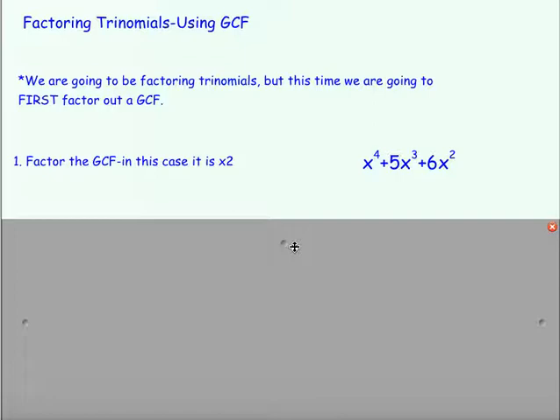And we look at the coefficients and we say, well, the coefficients don't have anything in common, but the variables do. We actually have an x squared in common with each of these, and so we factor it out. We say x squared on the outside, and then whatever we have left, we have an x squared plus 5x plus 6, taking out that x squared from each of the terms.